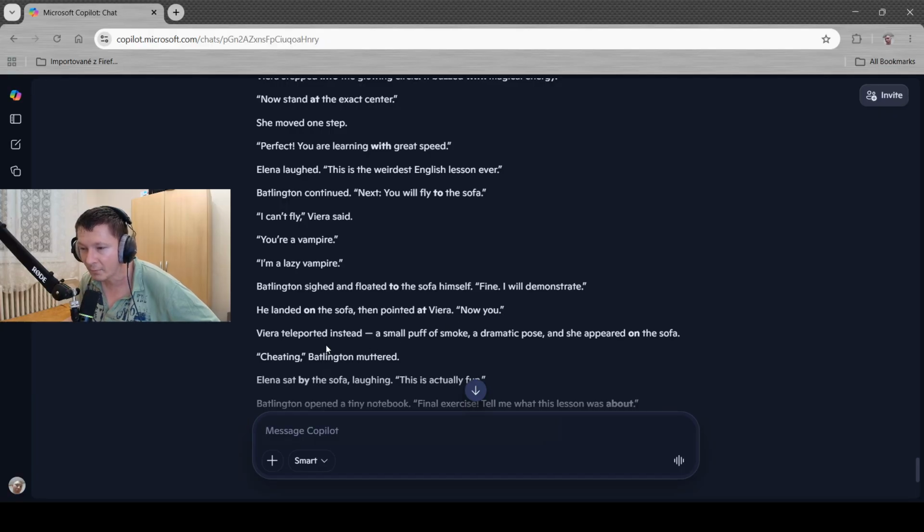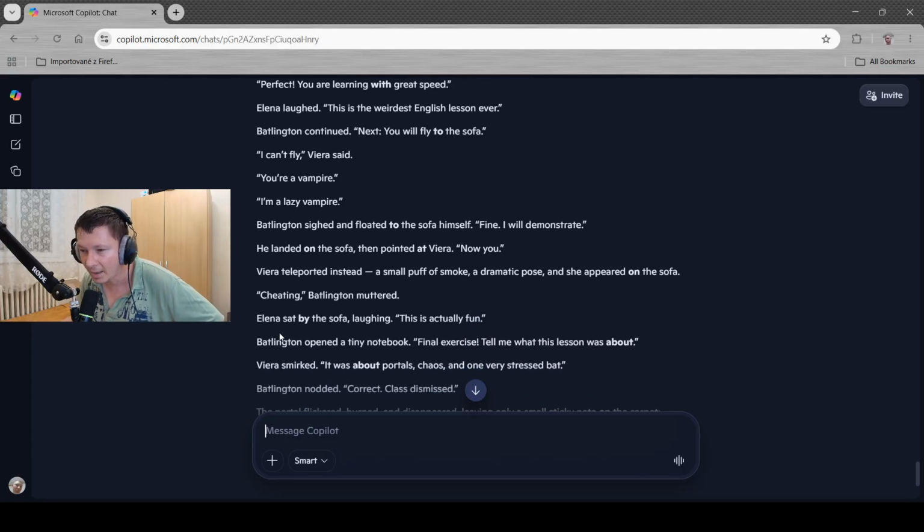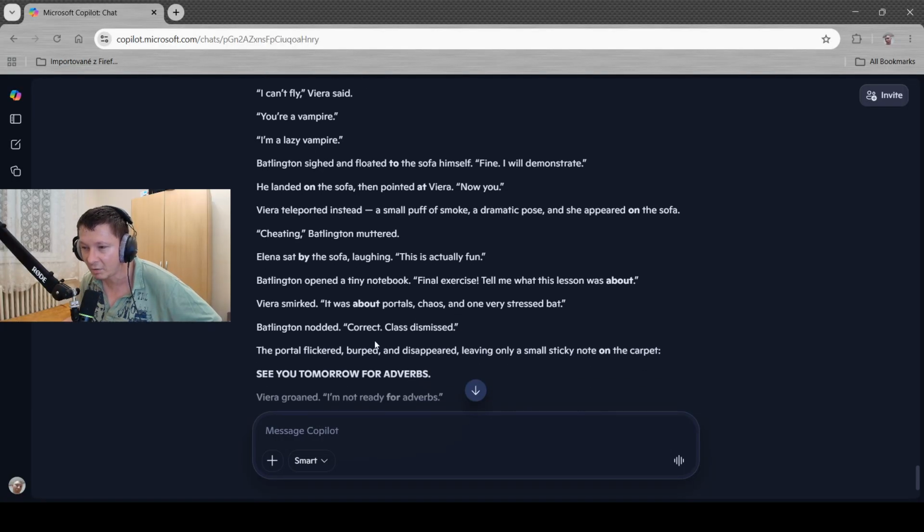Now you. Vera teleported instead. A small puff of smoke, a dramatic pause, and she appeared on the sofa. Cheating! But Licton muttered. Elena sat by the sofa laughing. This is actually fun! But Licton opened a tiny notebook. Final exercise. Tell me what this lesson was about. Vera smirked. It was about portals, chaos, and one very stressed bat. But Licton nodded. Correct. Class dismissed.